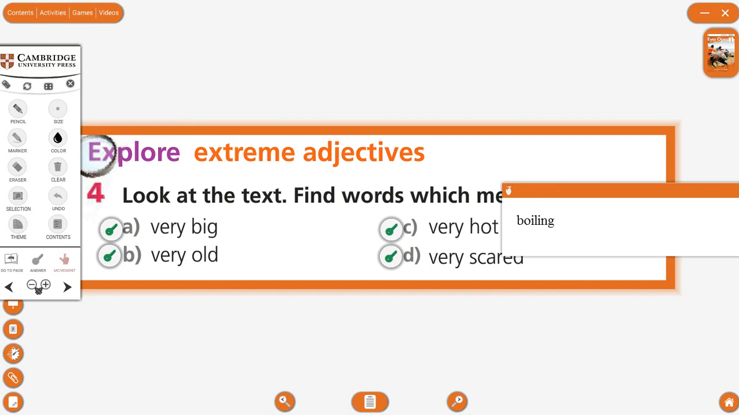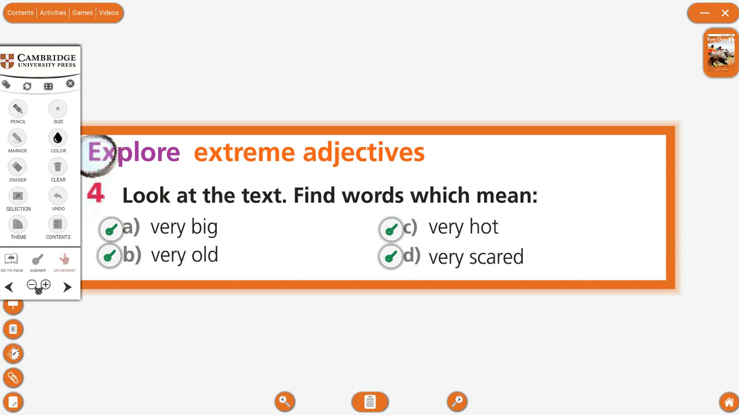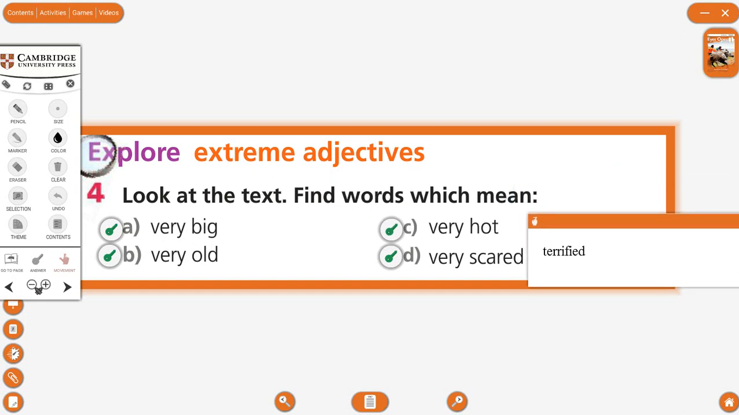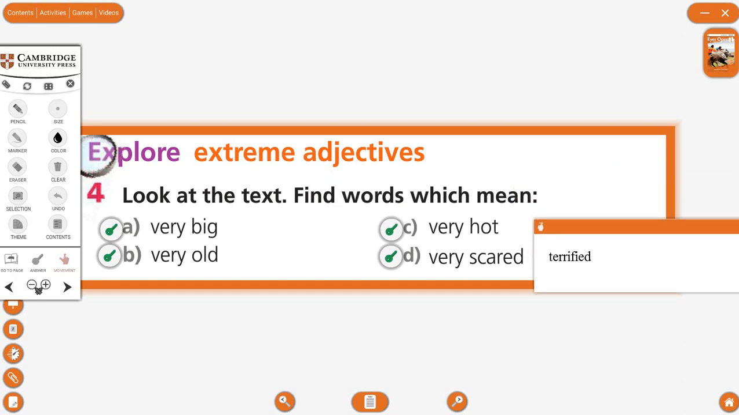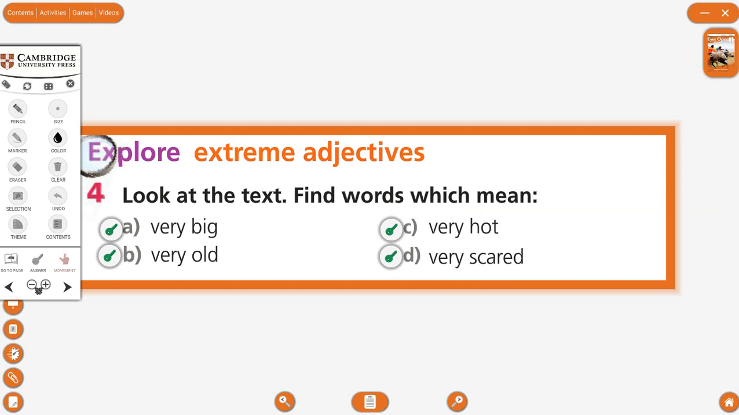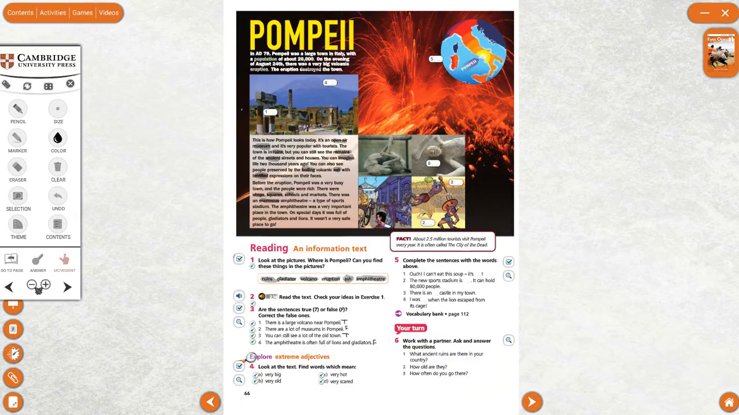Now, very scared. Çok korkmuş. Scared, korkmak. Yes, terrified. Terrified means dehşete düşmüş, çok korkmuş. Please write the extreme adjectives next to the words. Okay. Now look at exercise 5, please.